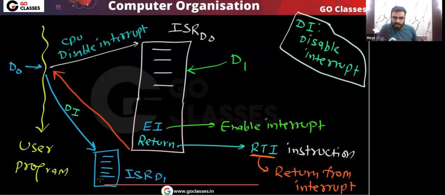And again in this ISR, the last instruction, what is that? That is your EI, which means enable interrupt. Yes or no? EI means enable interrupt. So again the interrupt will be enabled. So this is the idea. I hope this point is clear.